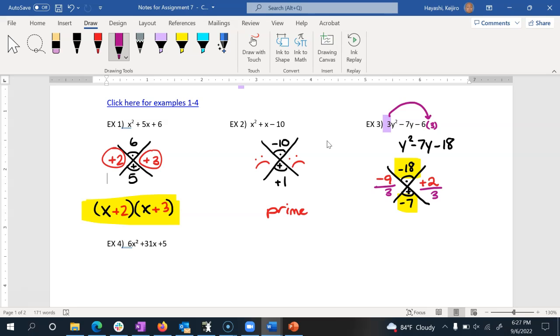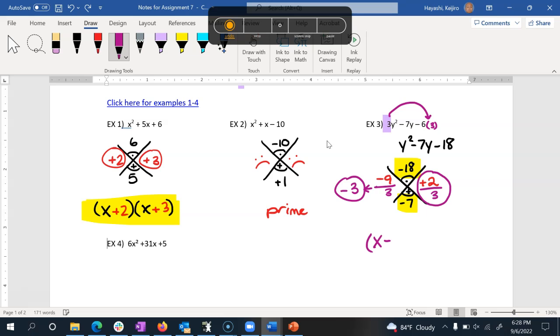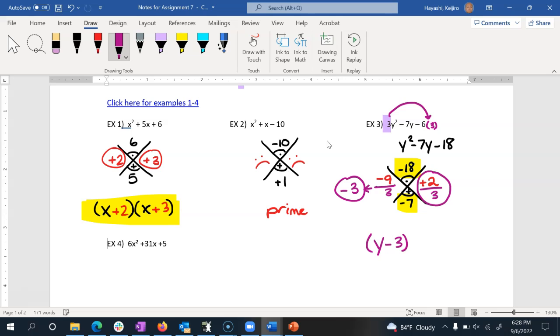Does +2/3 reduce? No, and it's going to be one of those factors with the coefficient in front of the variable. However, does -9/3 reduce? Yeah, it's going to reduce to -3, and we're going to get to use that -3 all by itself. Okay, so one of your factors is y minus 3, and that comes from this -3 that came out of this reducing. Yeah, that's absolutely correct.